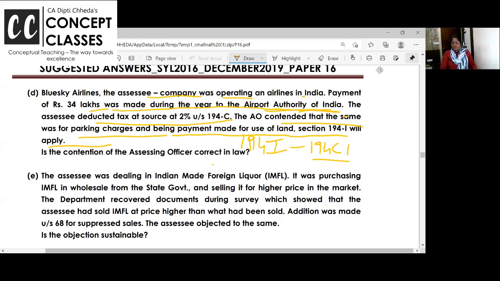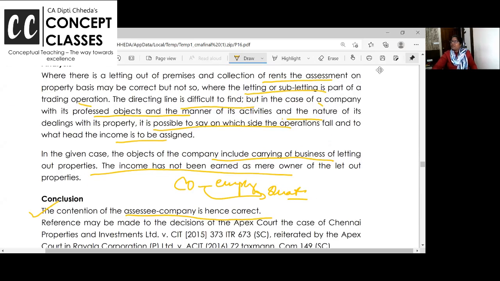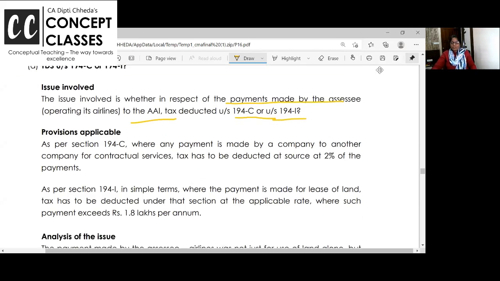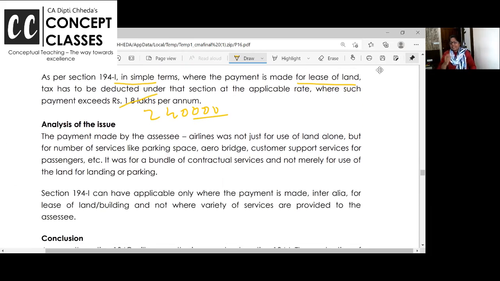So is the contention of airport correct? Answer is no, not at all correct. Sure, we'll do this now. Saath mein karte hain. The issue involved is whether payment made by the airlines to the airport authority is 194C or 194I. Are you liking the way they are writing the issue? Provisions. 194C says contract at a 2% cut. 194I says if you pay land rent, this is not, ye 2019 ka paper hai. Now the limit is 240. If you pay rentals above 240, you have to cut the TDS.